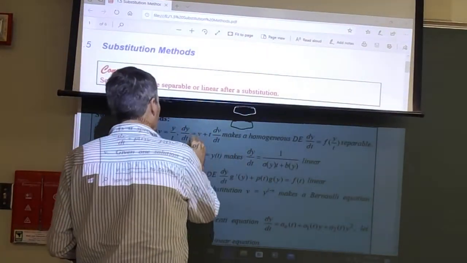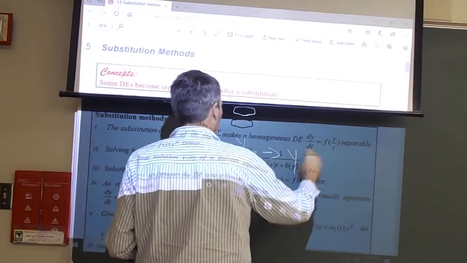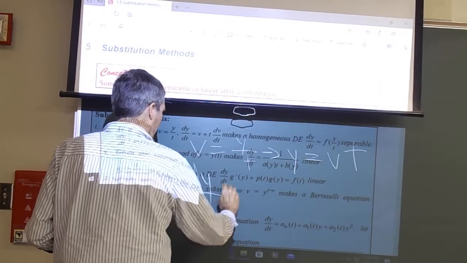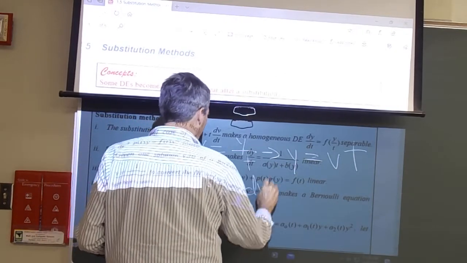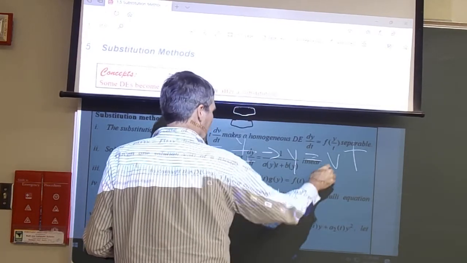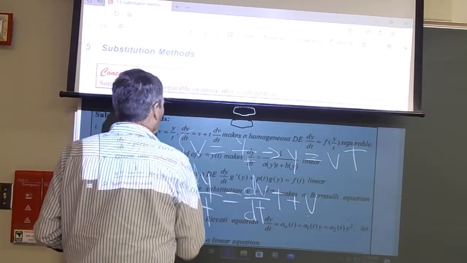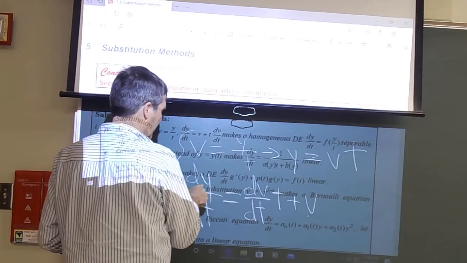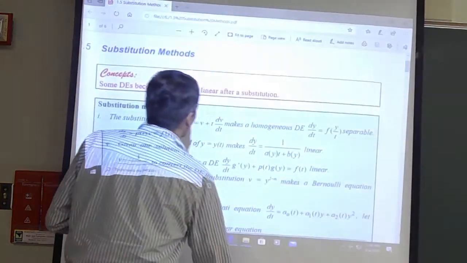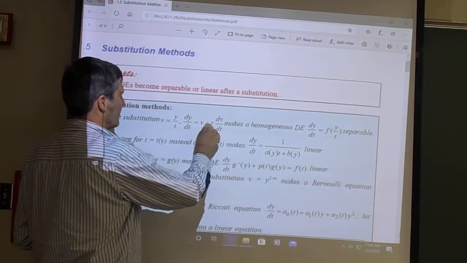If you make the substitution v equals y over t, then it follows that y equals v times t, and dy/dt must then be equal to, by the product rule, dv/dt times t plus v times 1. So it's v plus t dv/dt. So when you make the substitution v equals y over t, you also substitute for dy/dt: v plus t dv/dt.